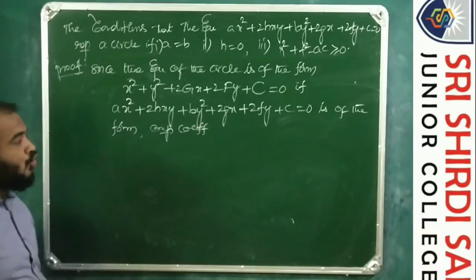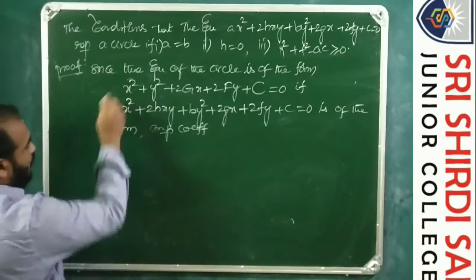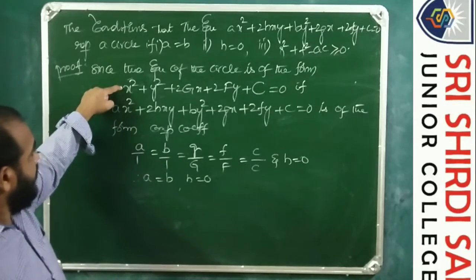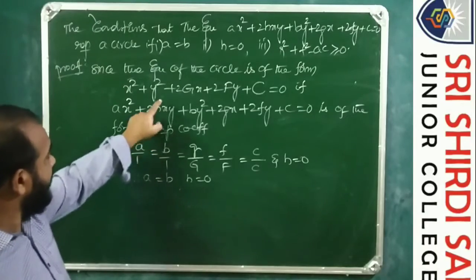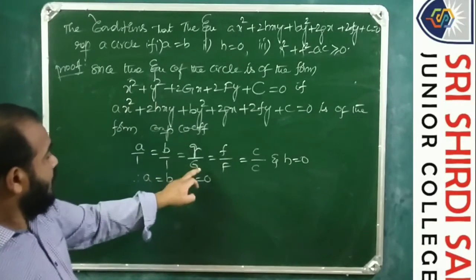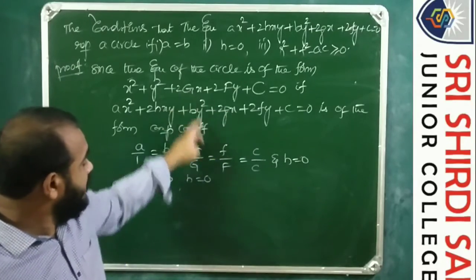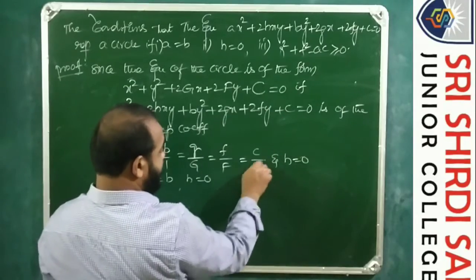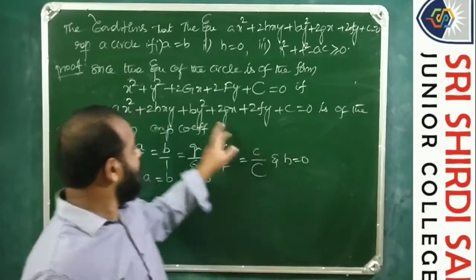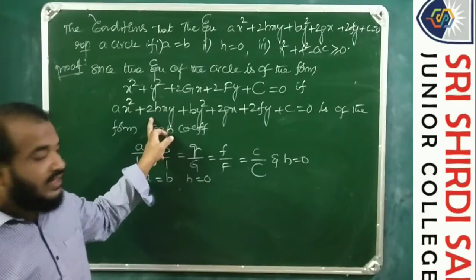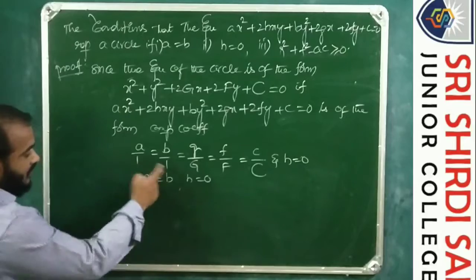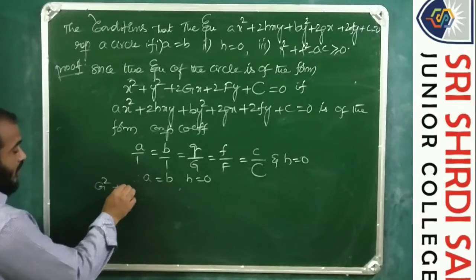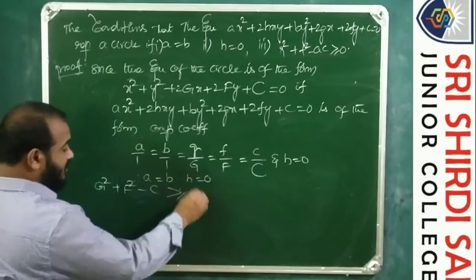then the x square coefficient. Comparing the coefficients, we get a by 1, the x square coefficient is 1 here, b by 1, so small g by capital G, small f by capital F, small c by capital C, and h is equal to 0. Here the xy term is present, but here we don't have it. So from this, a is equal to b and h is equal to 0. Now g square plus f square minus c is greater than or equal to 0.